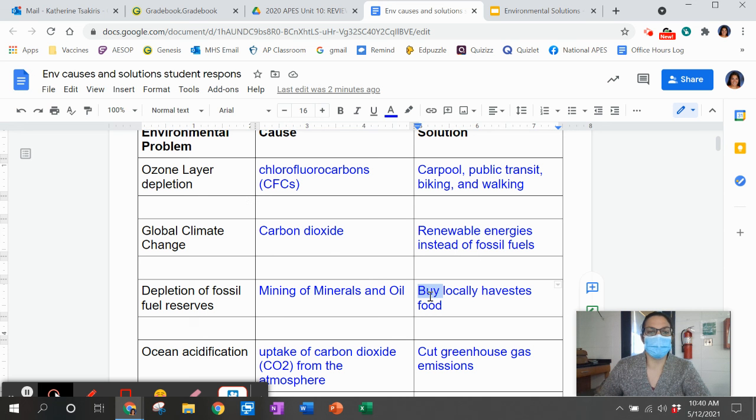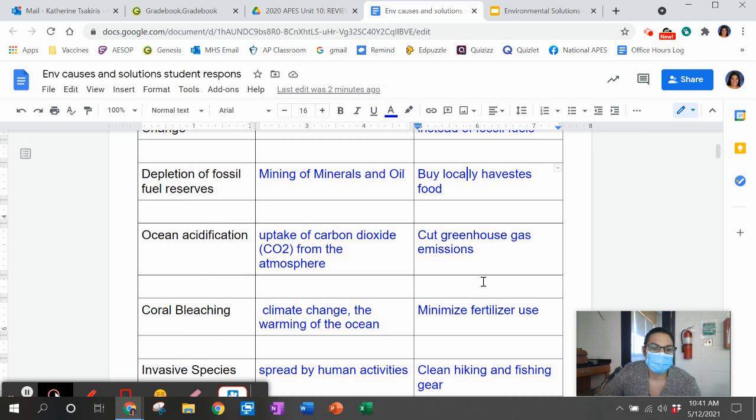Solution: buy locally harvested food. This is a valid response, not the way it is. Okay, but the thing is that you can say if you buy locally harvested food, it reduces the amount of fossil fuels needed to transport that food over long distances. It's a great answer. It just doesn't have enough information there. Okay.